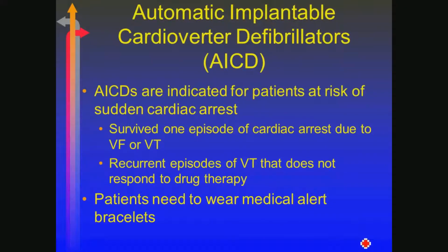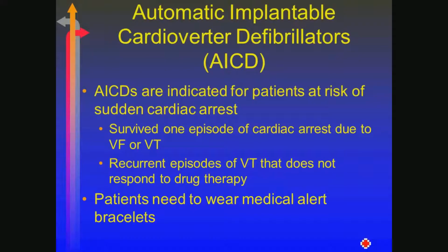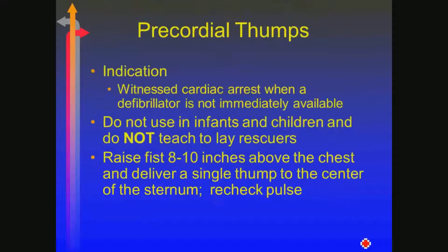The AICDs, the implantable cardioverter defibrillators, are used for patients who are at risk, either due to prior history of cardiac arrest due to VF and VT, or episodes of recurrent ventricular tachycardia, and they wear a medical bracelet telling everybody that they have an ICD present. And if you ever see one on a patient, it's a little bump that is raised, usually on the left, right below the left clavicle. You can identify it.